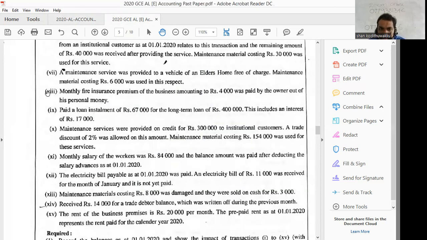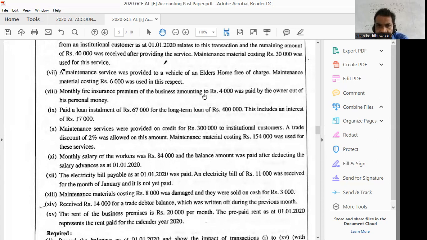Number 8. Monthly fire insurance premium of the business amounting to rupees 4,000 was paid by the owner out of his personal money. Right. Here, the owner of the business has paid the business insurance premium by using his own private money. Therefore, it will affect to increase the capital. Then you can add 4,000 rupees under capital, plus 4.